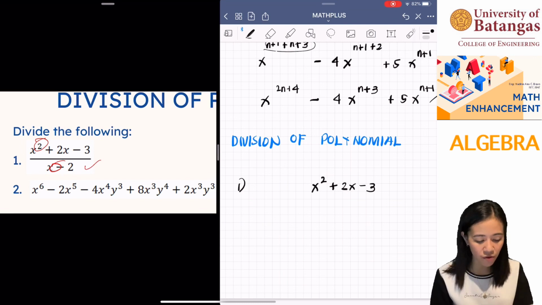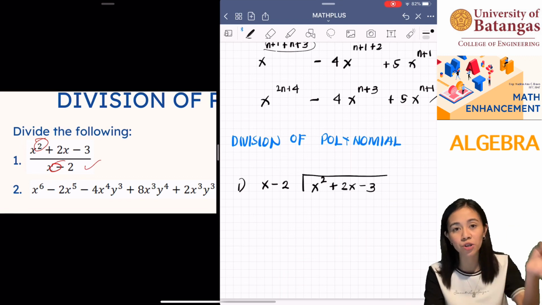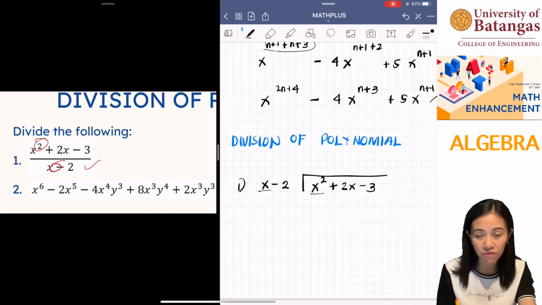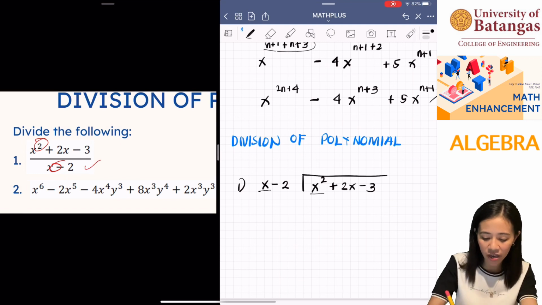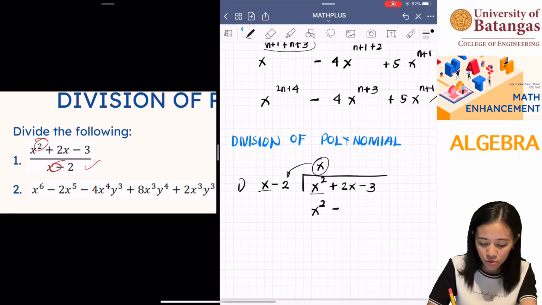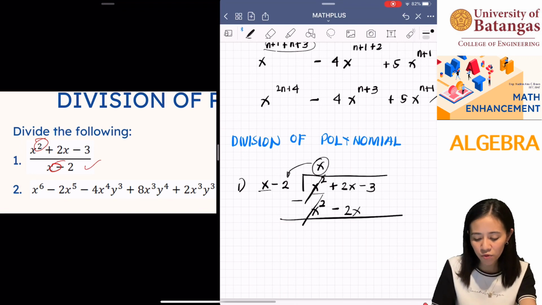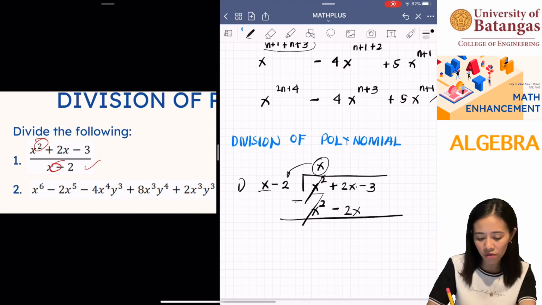So, let's solve. You have x squared plus 2x minus 3, and then we're going to divide this by x minus 2. So, if I'm dividing by x minus 2, you start with the first terms first. So, x squared to be divided by the first term. So, x squared divide x, that gives you x. And then x times x, that's x squared. Diba? Tapos, you multiply x din to the remaining terms in the divisor. So, x squared minus 2x. And then you subtract. So, x squared minus x squared will be cancelled. And then you have 2x minus negative 2x. So, that will become positive 2 plus 2x, you get 4x.